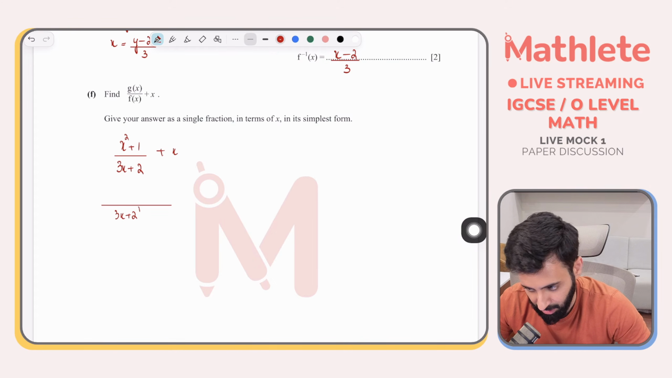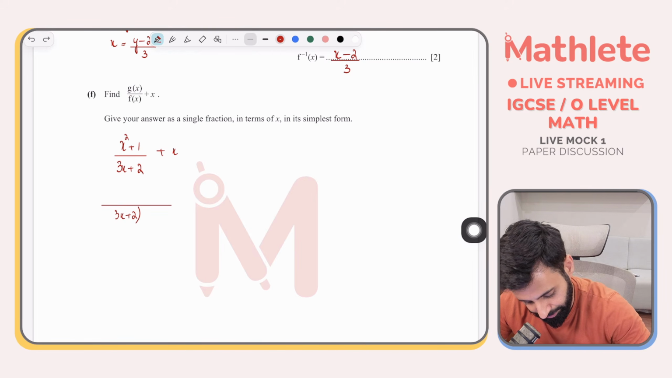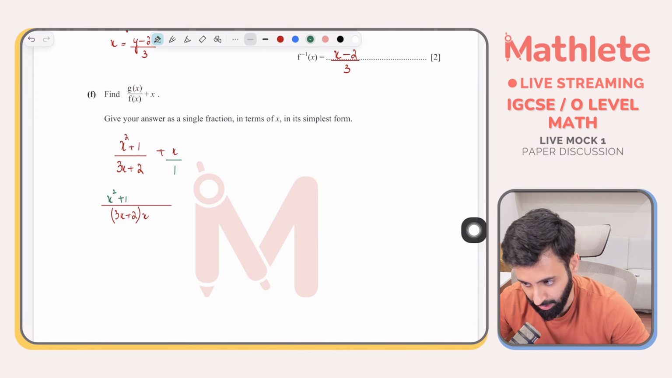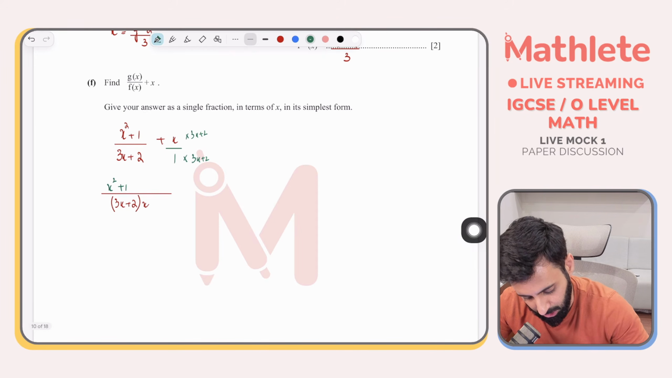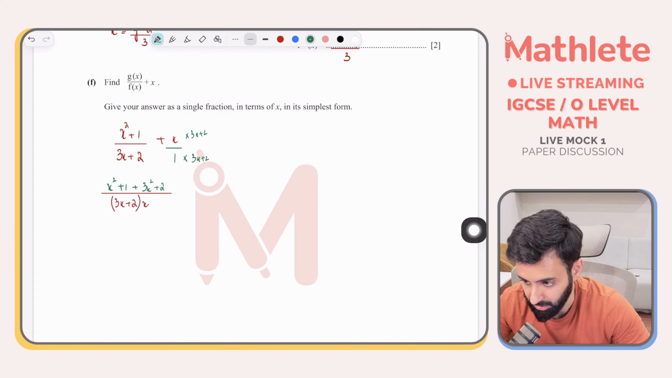Okay, now 3x plus 2 times x will be the LCM. So that means its denominator is 1. We're not going to do anything to x squared plus 1, we'll let that be as it is. And then we'll have to multiply this with 3x plus 2. This also gets multiplied by 3x plus 2. So that's going to be plus 3x squared plus 2x.